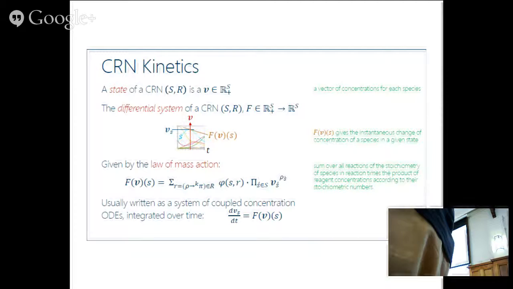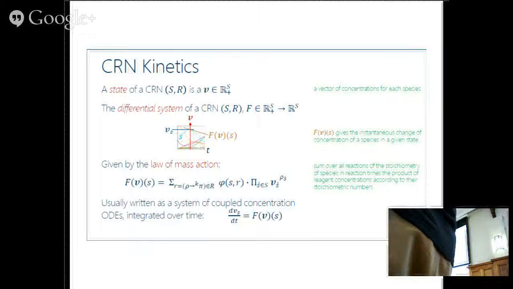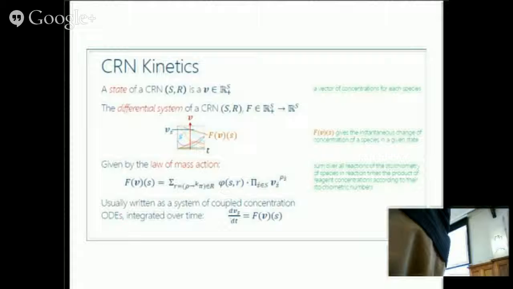the continuous kinetics of chemical reaction networks, with a couple of slides. So first of all, the state of a network is an assignment of concentrations to each species. We're not talking about continuous space. So each species has a concentration, and V maps species to a concentration. The differential system of a chemical reaction network is a map of this type, where this is a state, and this is a map from states to real numbers.